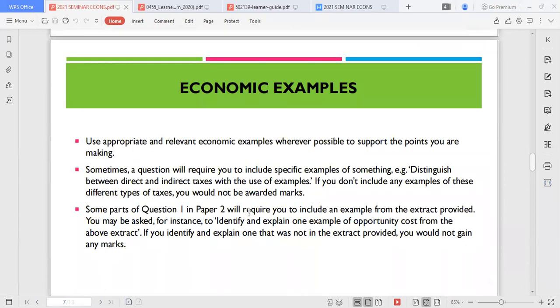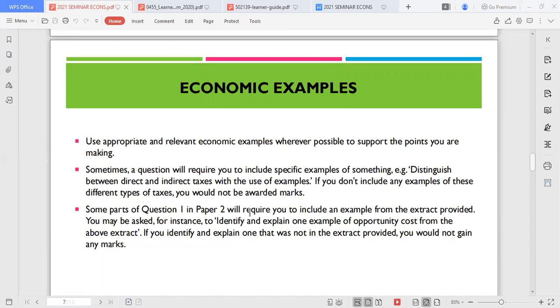Economics examples. You need to use appropriate economics examples. All right, so use appropriate and relevant economic examples wherever possible to support the point you are making. Sometimes a question will require you to include specific examples of something. Example: distinguish between direct and indirect taxes with the use of examples. If you don't include any examples of this difference between the taxes, you will not be able to gain the marks. Very, very important.